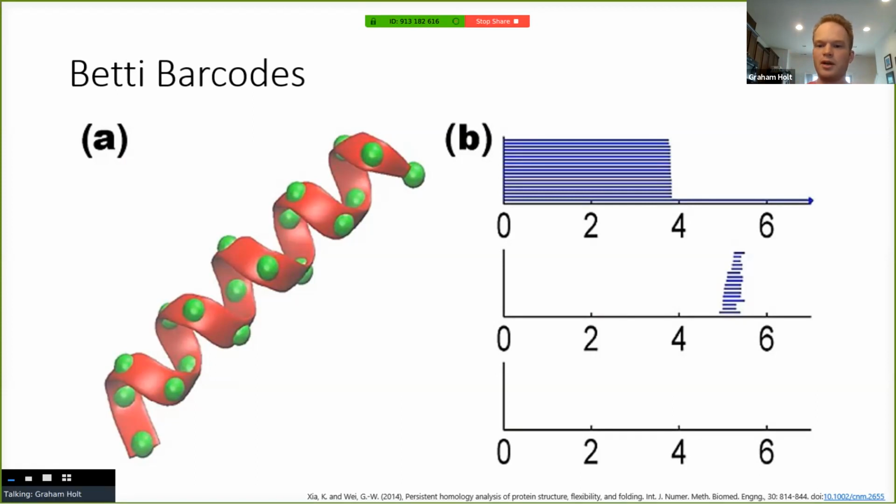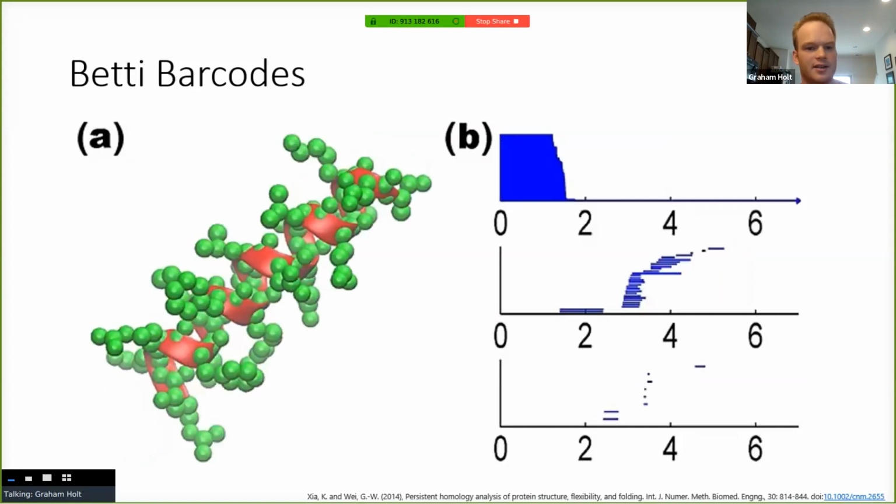The Betti 1 bars indicate that at a certain point, you form circles between the 4 consecutive C alpha atoms for a while, and then they disappear. And then the bottom one indicates that you never form any voids. So this is quite simplified. If you look at an alpha helix with all of the atoms included, including the side chains, things get much more complicated. I'm not going to go into that too much.